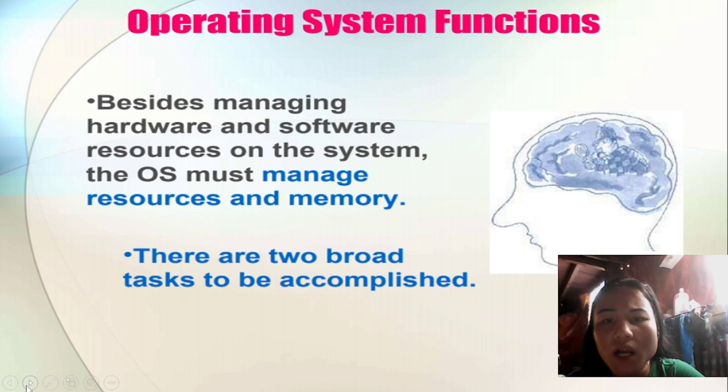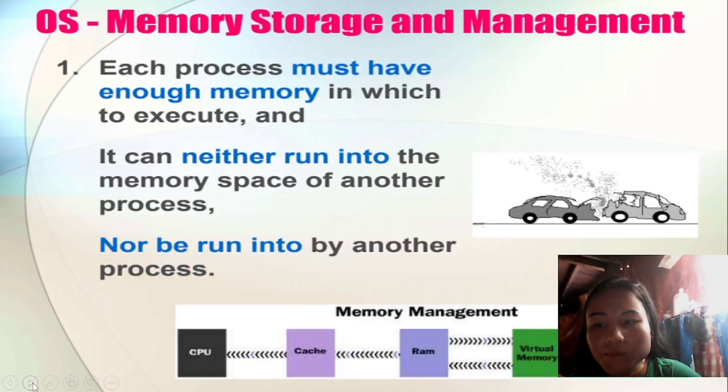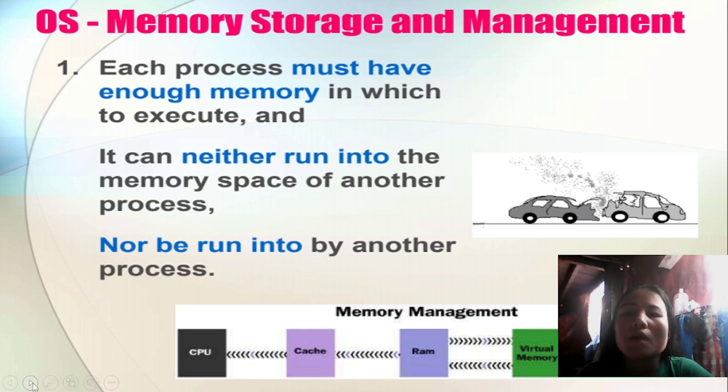Okay, then proceed to the next part. Besides managing hardware and software resources on the system, the OS must manage memory. There are two broad tasks to be accomplished. Then OS memory storage and management. First, each process must have enough memory in which to execute, and it can neither run into the memory space of another process, nor be run into by another process.